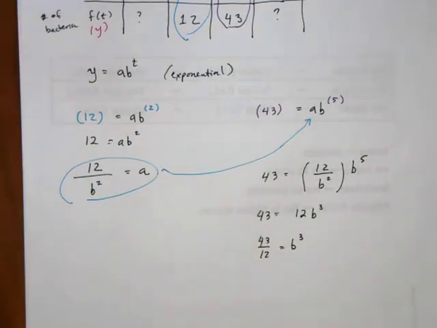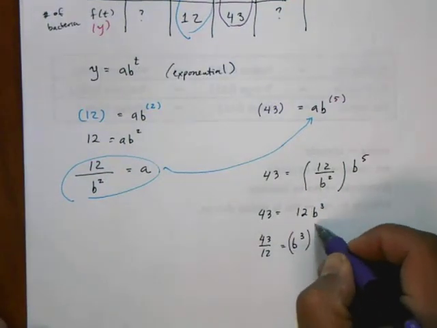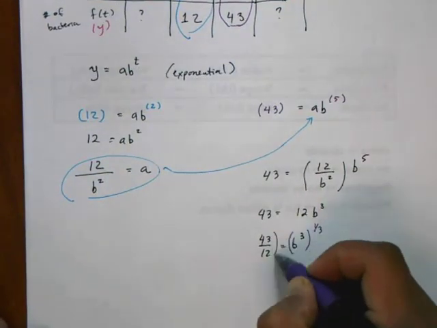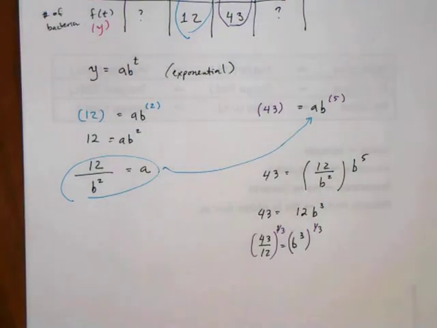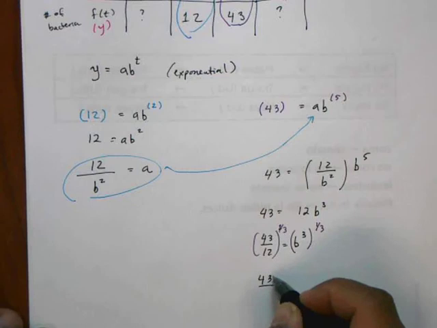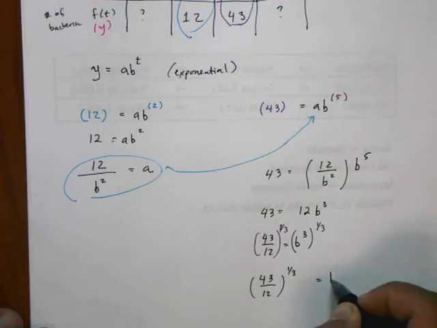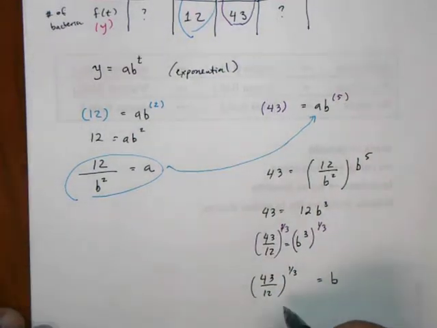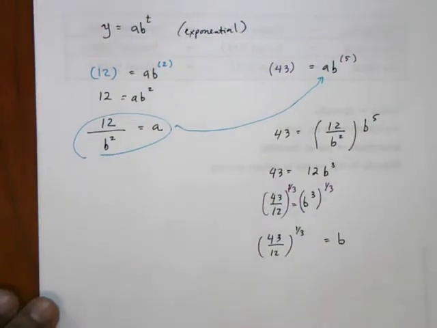And then I want to raise both sides to the 1/3 in order to get rid of the 3rd power there. So now you get that 43 over 12 to the 1/3 is equal to b. This is not a nice looking number, but at least it's a number. We don't have to worry about variables here.